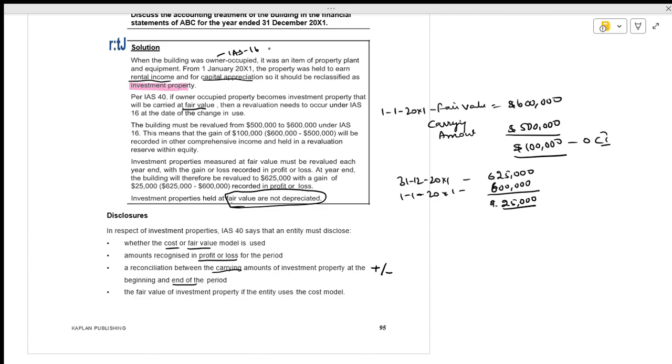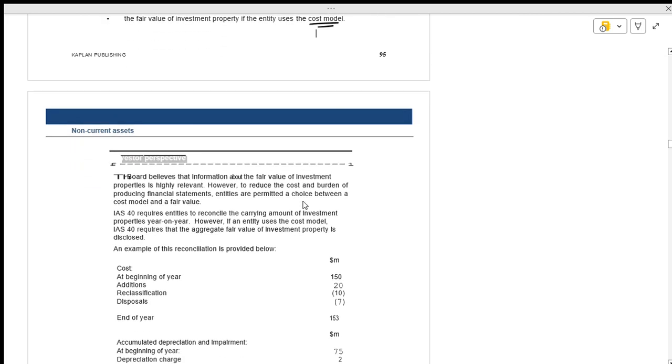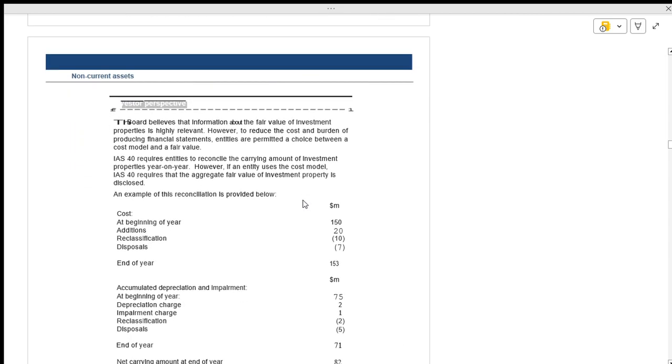The fair value of investment property if the entity uses the cost model. These are the things which make the concept very clear. They have made a simple way of showing how we have to do reconciliation. Is it right? Fair value of investment properties is highly relevant. Is it right? We have to reconcile it.